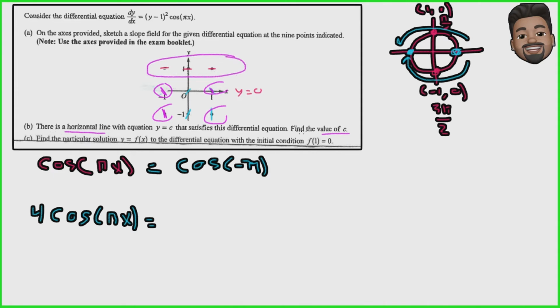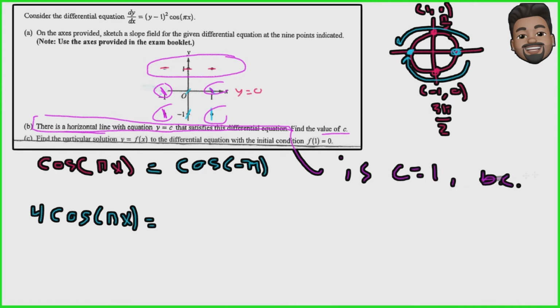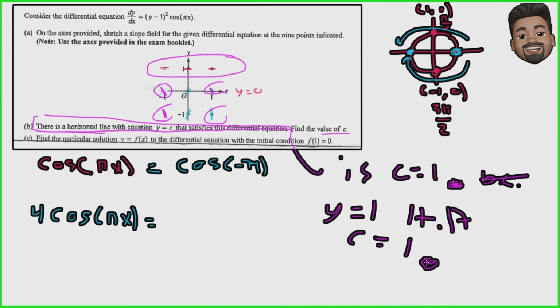So for part B, we can say, there is a horizontal line. So I would write this down. I would copy this: there is a horizontal line with the equation y equals c that satisfies the differential equation. This value is c equals 1 because we don't even need to justify. Actually, it didn't ask to justify. So we just literally write down c equals 1, right? At y equals 1 is a horizontal tangent. So the c value is 1. And then that would be our final solution. So hopefully that makes sense.